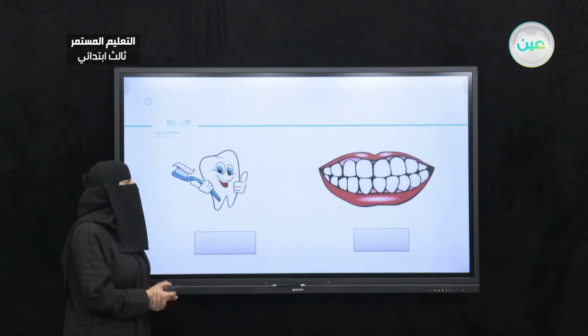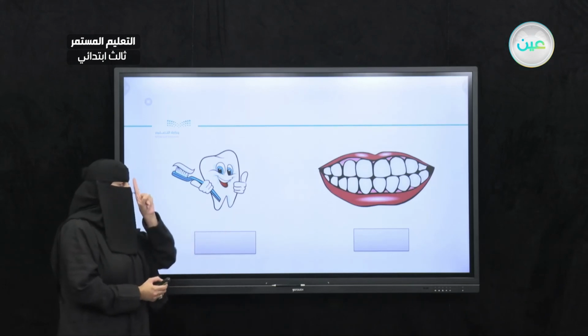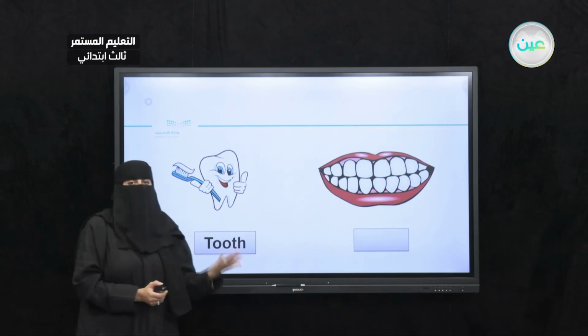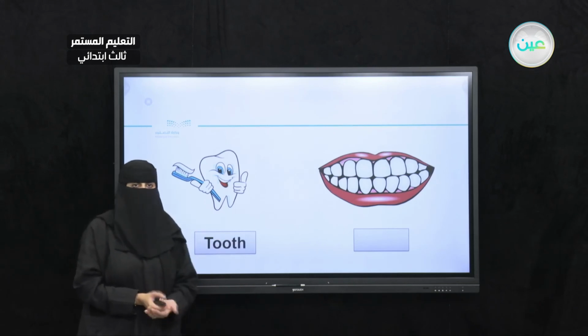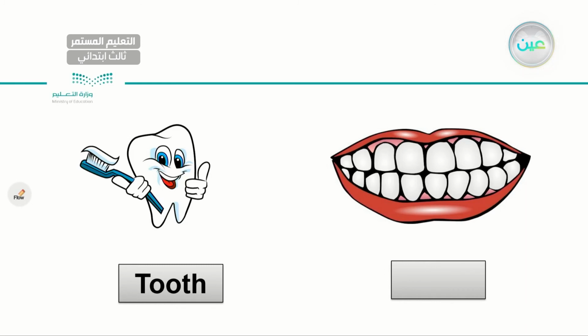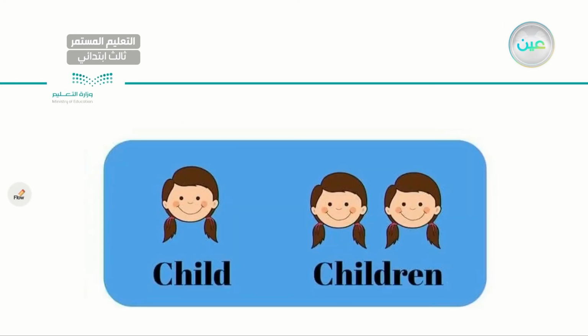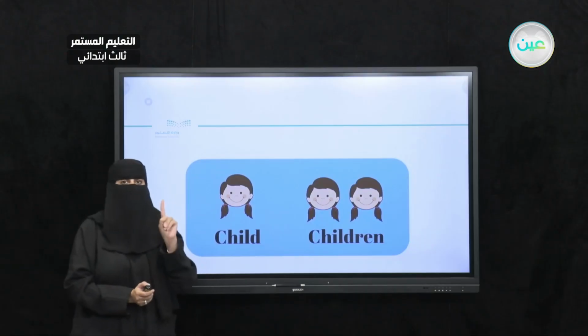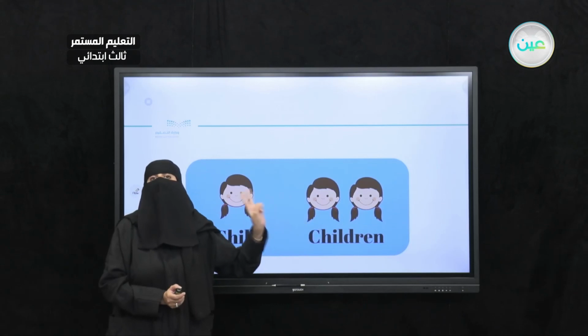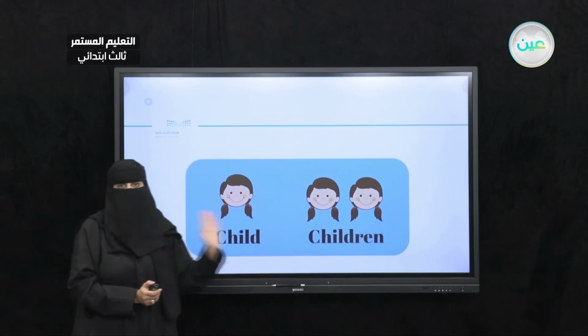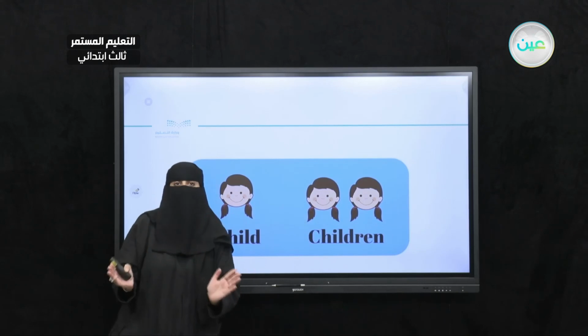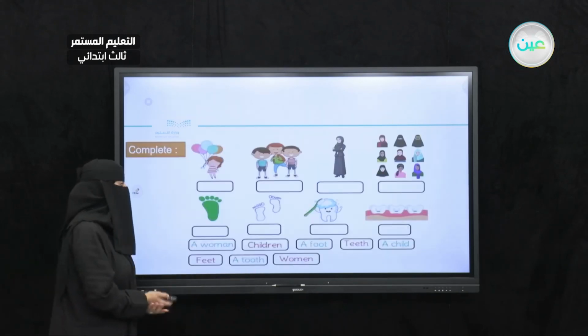Now, how about this? To your left, I have a singular one. Tooth. But to your right, I have teeth. Okay? I have tooth and I have teeth. Also, I have a child, singular, 1 child, and I have 2 children. Irregular. It's formed differently. Okay? So I have a child and I have children.